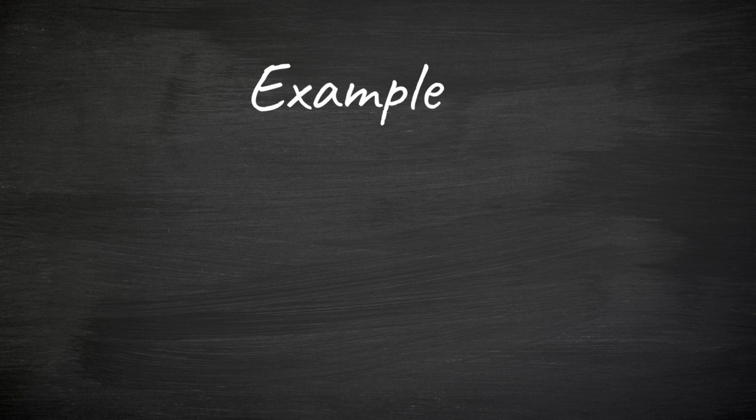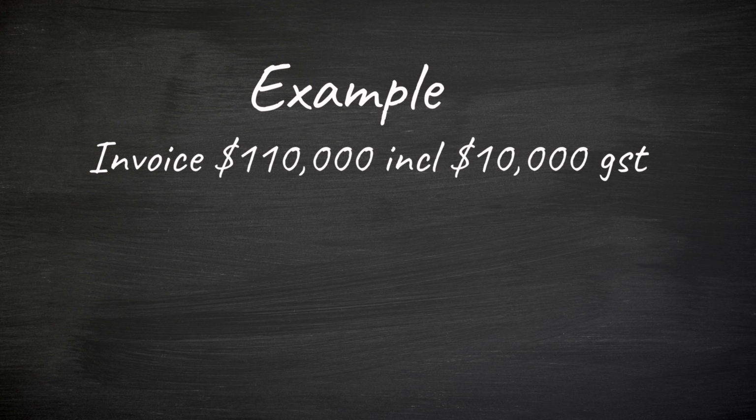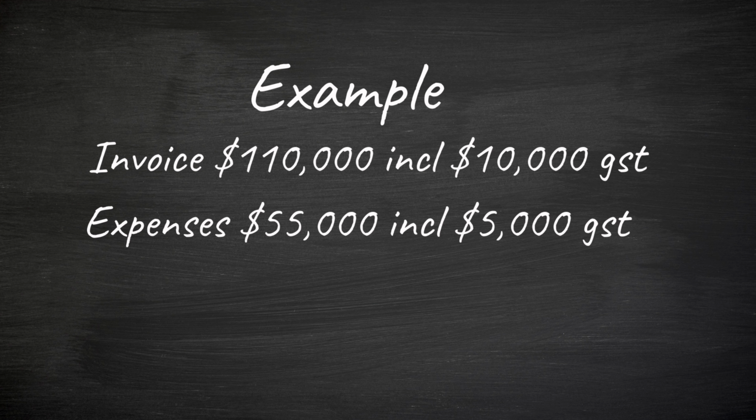Let's run some numbers. Let's say you invoice clients $110,000, including $10,000 in GST. You also have expenses of $55,000, including $5,000 in GST. On your BAS, you'll report GST collected of $10,000, GST credits of $5,000, and you'll pay a net GST of $5,000 on that BAS. And here's the ATO rule. If you don't have the records, you can't make the claim.